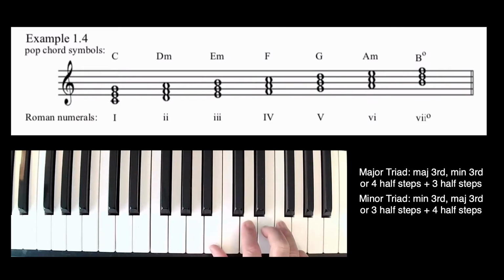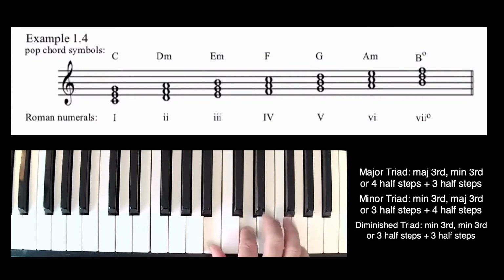And the last one, a little different. 3 half steps, 3 half steps. That's diminished. These chord qualities are going to be the same, whether you're in the key of C major or the key of B flat major or whatever major key you're in.